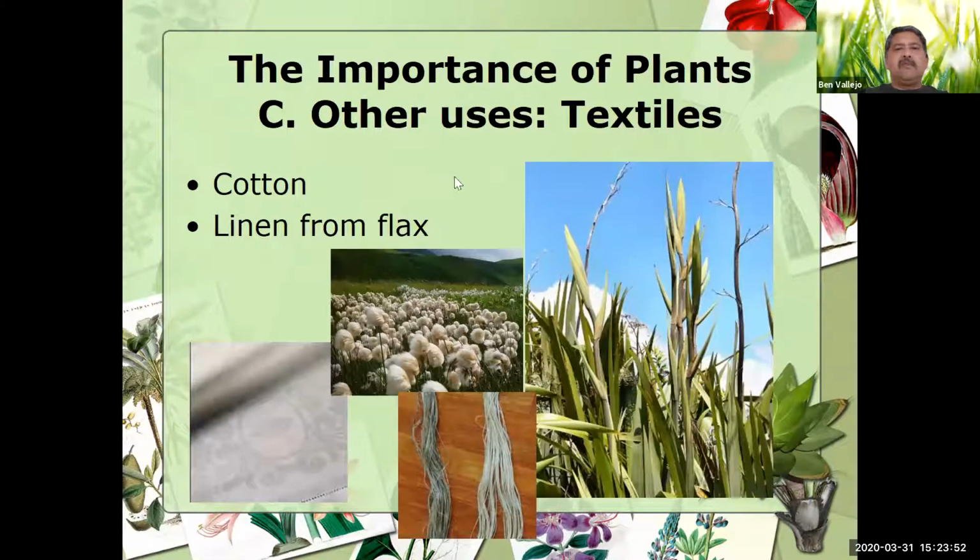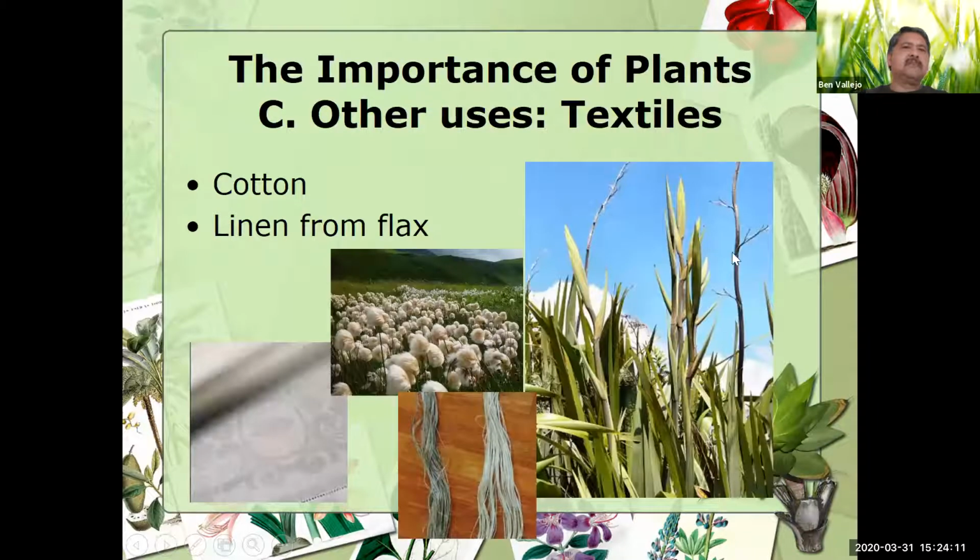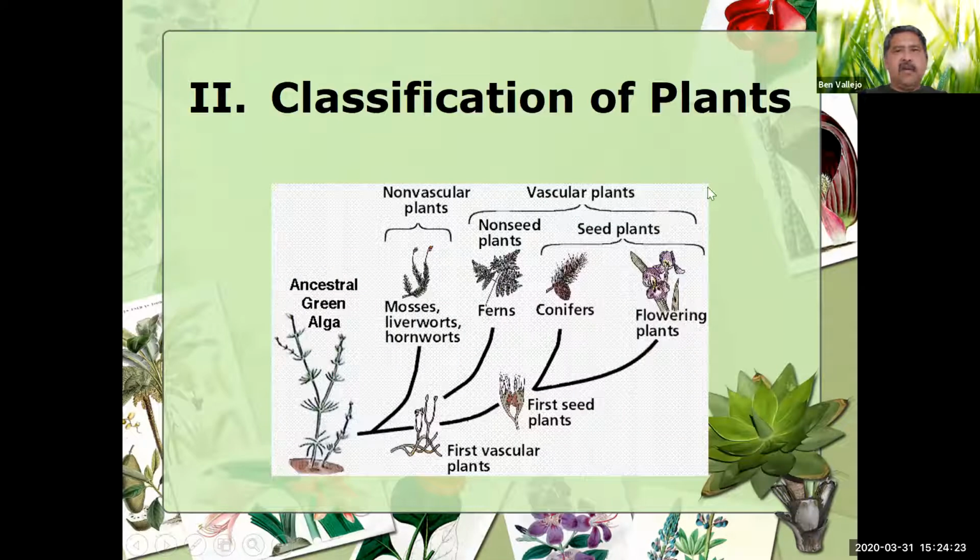So plants are useful. Plants make us feel good. Plants are food, but plants are also our source of pharmaceuticals. Aspirin comes from the bark of a willow tree. It's called the foxglove, and this is digitalis, where we get some heart medicine. And we also wear cotton. Everything I'm wearing today is cotton, linen from flax. So we can turn that into material that is useful for our lives. That's why we should study plants.